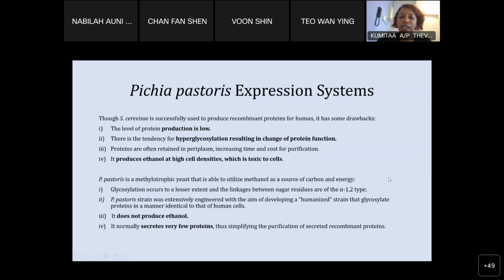Glycosylation occurs to a lesser extent in Pichia pastoris. This is a strain that has actually been engineered in such a way that it's capable of developing a more humanized strain. The upside is that when it's more humanized, it is more similar to a human cell, which means it's easier to work with, especially if you're trying to express a recombinant protein. One of the plus points is definitely that it doesn't produce ethanol and it secretes very few proteins, thus simplifying the purification of secreted recombinant proteins.